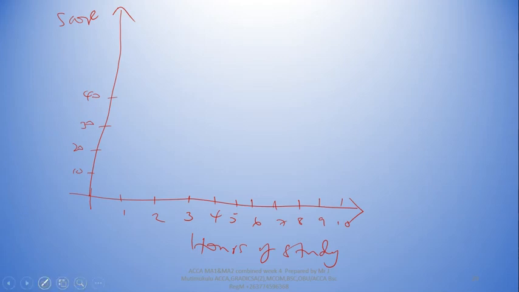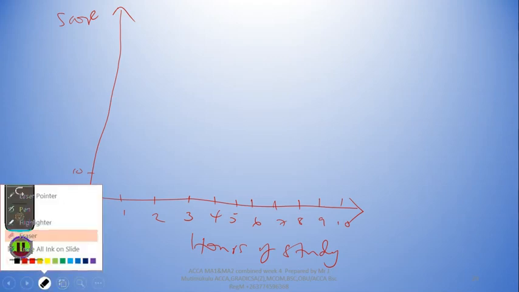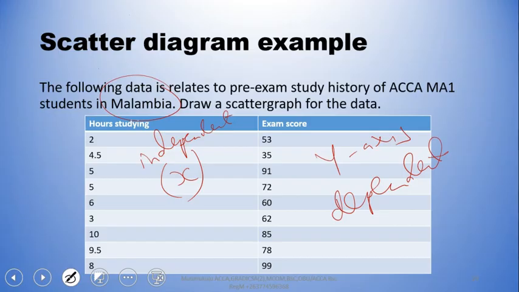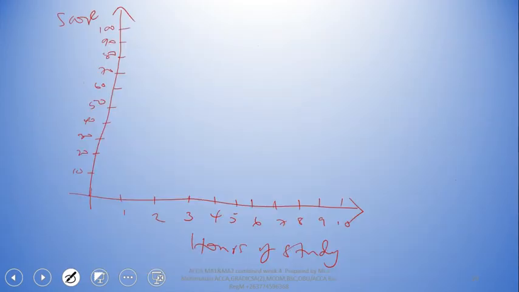No. My scale is testing. The gaps are much wider. Okay, 20, 30, 40, 50, 60, 70, 80, 90, 100. Okay, so for the first one, 2 hours were put and 53 was determined.